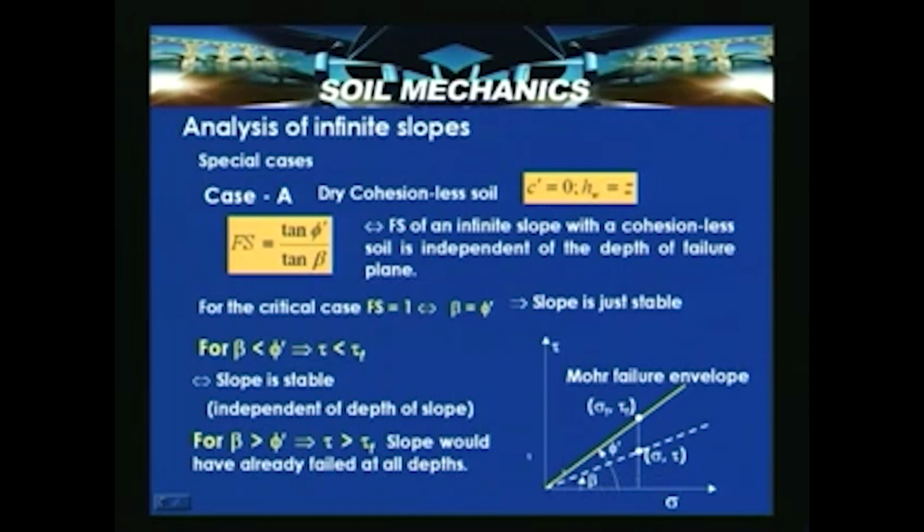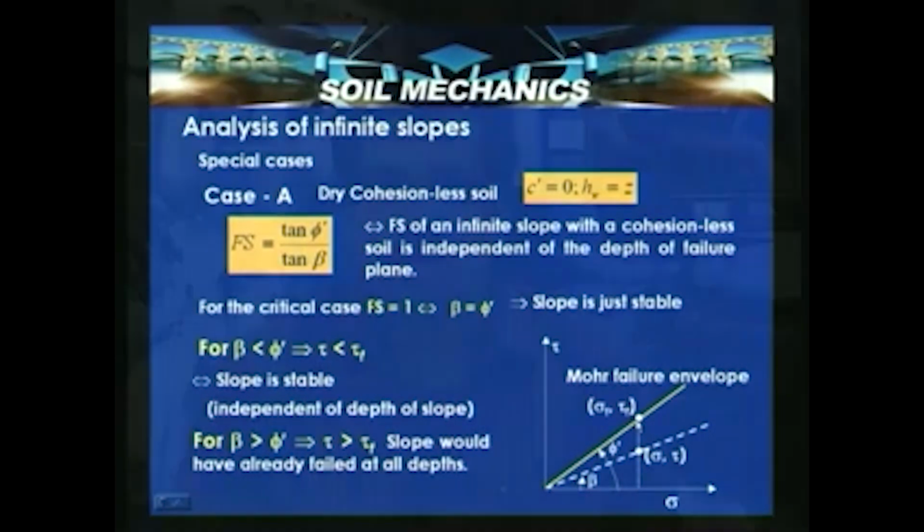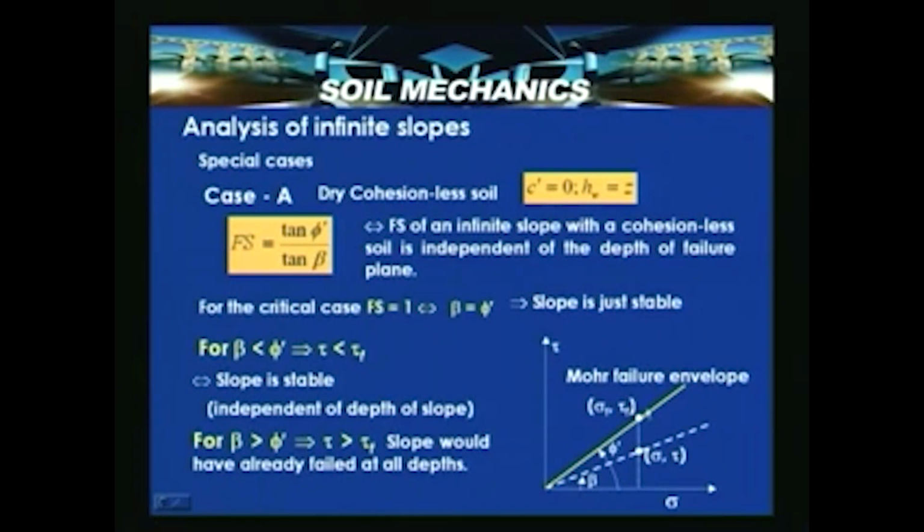Now, as long as beta is less than phi', tau is less than tau_f. The slope is said to be in a stable position independent of the depth of the slope. For the case beta equal to phi', just now we said that tau is equal to tau_f, that means the slope is just stable and on the verge of failure. When beta is greater than phi', if this line crosses and is above the envelope, that indicates that tau, that is the driving shear stress, is more than the available shear strength. That indicates that the slope would have already failed at all depths.